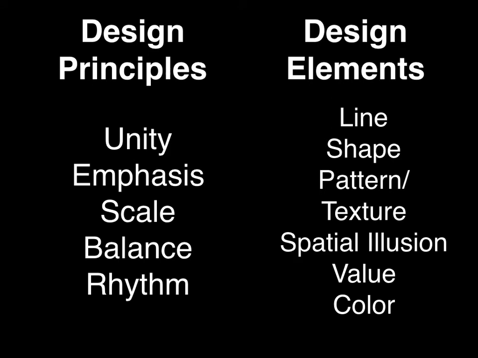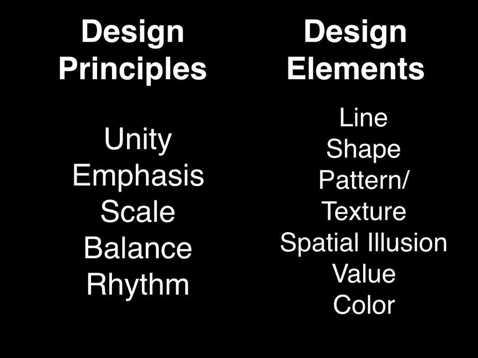We're going to go over design principles and design elements. I'm going to go into these way more in depth, but basically we're going to have these sections. They're going to be about 2 to 3 weeks, and we'll go over a design principle and an element at the same time. We'll talk about how they've been used in art history, and then we'll talk about how you can use them in your work. So the design principles we're going to go over are unity, emphasis, scale, balance, and rhythm. Design elements are line, shape, pattern, texture, spatial illusion, value, and color.